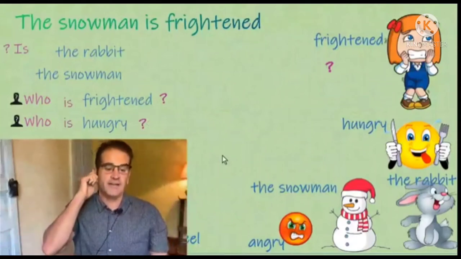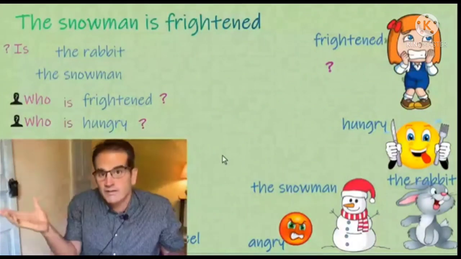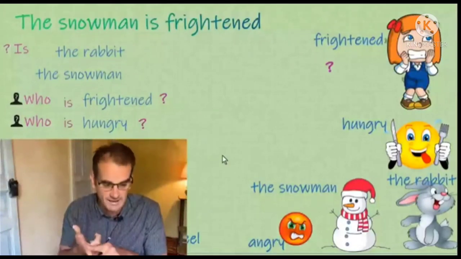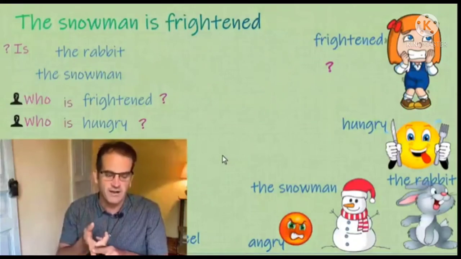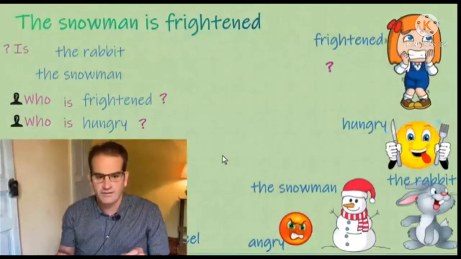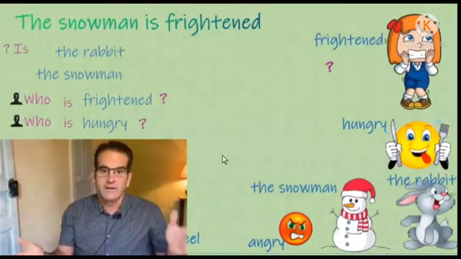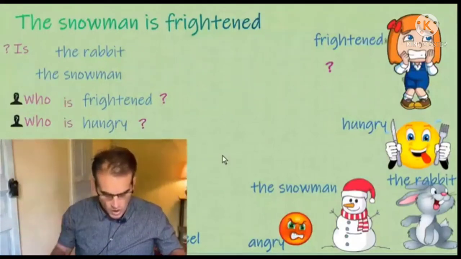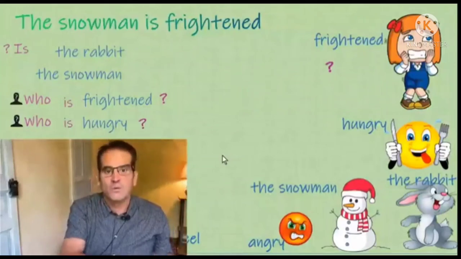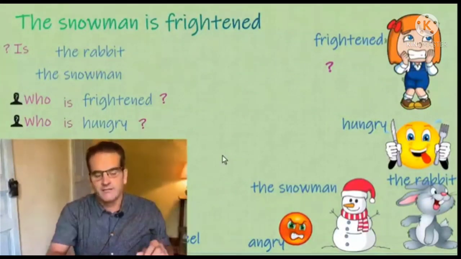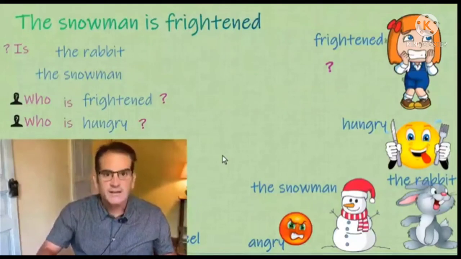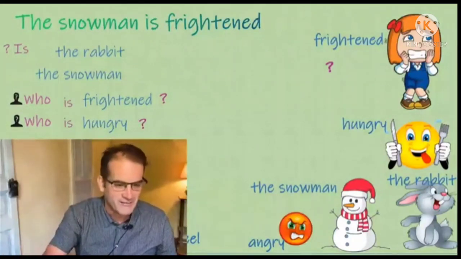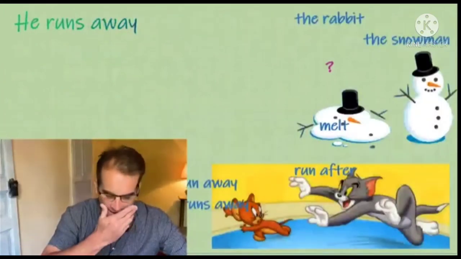Let's begin with who is frightened. Who is frightened? The rabbit or the snowman? The snowman. The snowman is frightened. And who is hungry? The rabbit or the snowman? The rabbit is hungry. And what does the rabbit want to eat? The rabbit wants to eat the snowman's nose, okay?